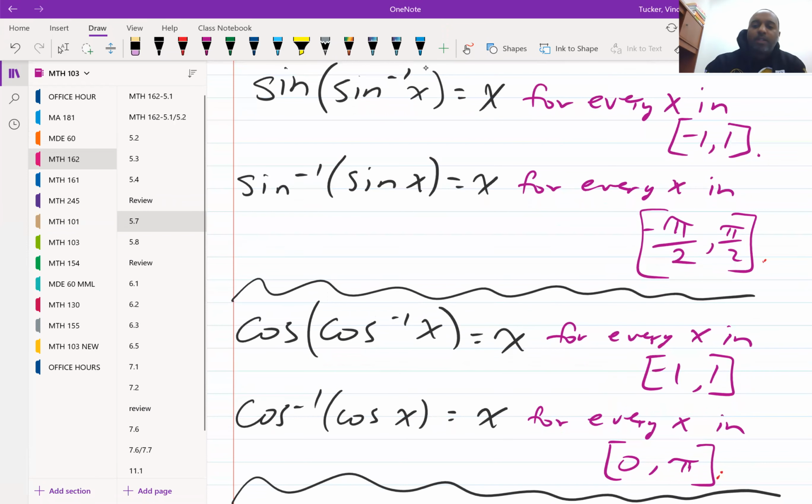Same thing for cosine. Notice if cosine is on the outside and cosine inverse is on the inside, then it's -1 to 1. But if cosine inverse is on the outside and cosine is on the inside, then you have 0 to pi. Yep, somebody got their hand raised?